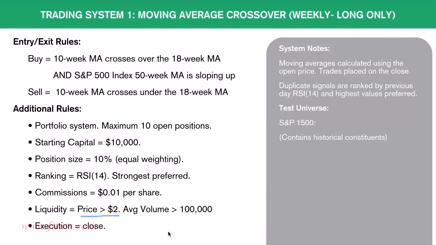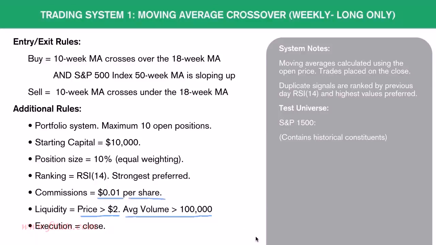Alongside all of this, we're also going to avoid any stocks trading below $2 a share and any stocks with average volume less than 100,000 shares. This is because we don't want to trade any illiquid stocks, and with a 10k account, I think this is fairly reasonable. We're also going to use trading costs of 1 cent per share to simulate commissions and slippage.